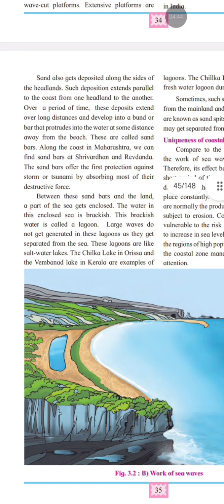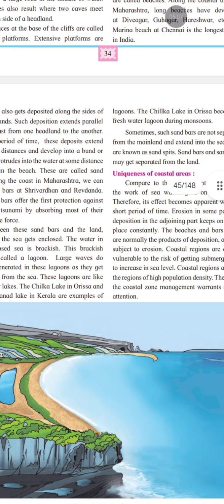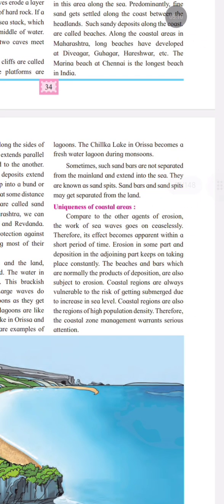Now, lagoons. Sometimes the area between the sandbar and mainland becomes enclosed. The water trapped there is brackish, meaning it contains more salt than fresh water. Such a water body is called a lagoon. Examples are Chilika Lake in Odisha and Vembanad Lake in Kerala. During monsoon, Chilika Lake becomes a freshwater lagoon.